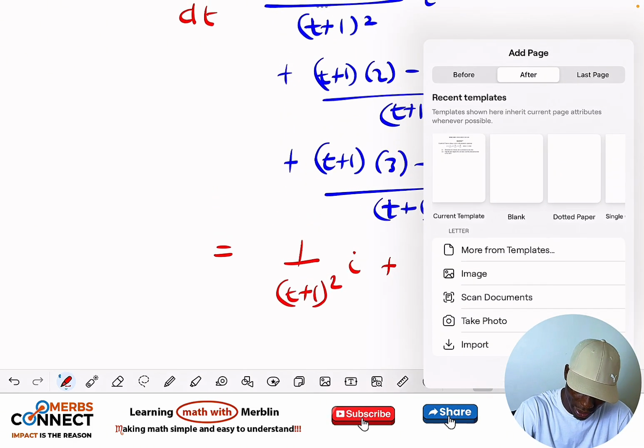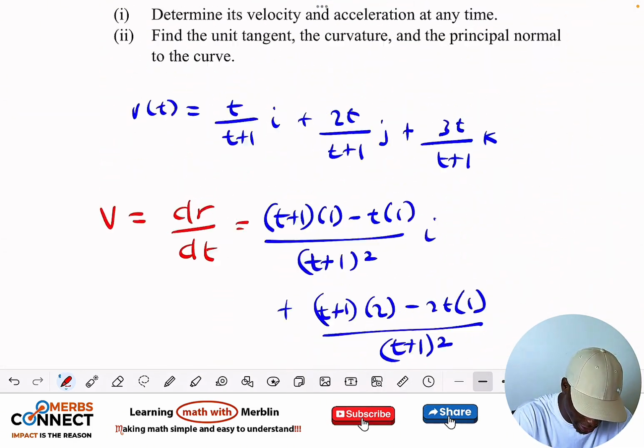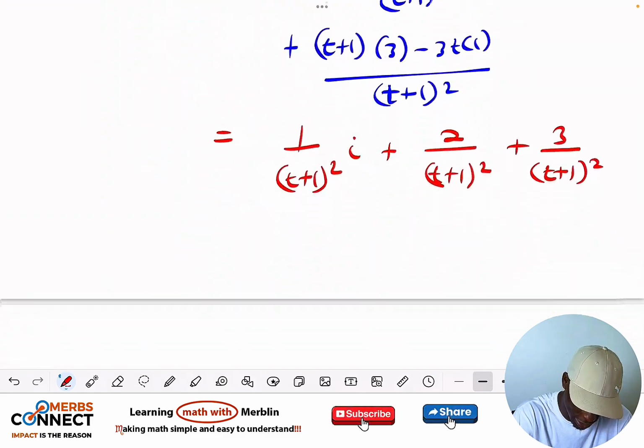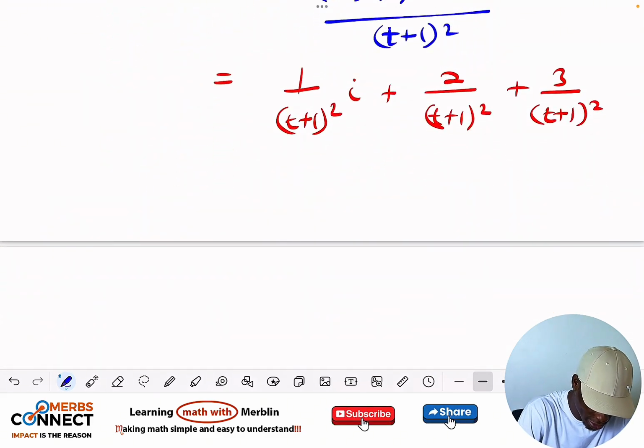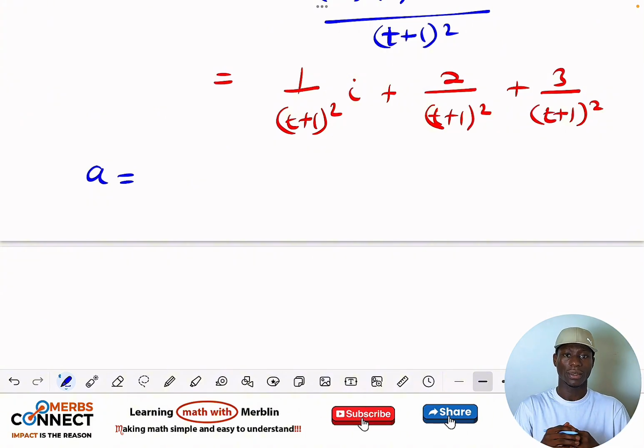Now let's try and find, what's the next question? We want to find acceleration, right? So we need to differentiate it again. So let me just pause here and leave it to you to also try.